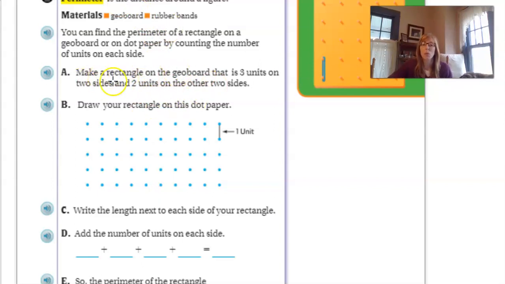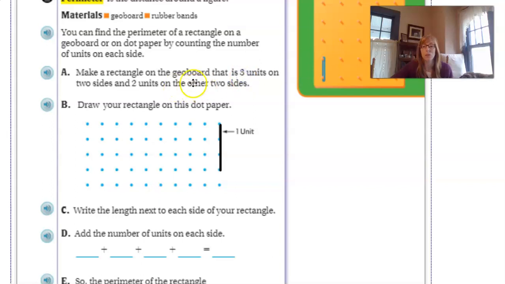So we're going to make a rectangle. So we know rectangles have 2 sides that are the same and then 2 other sides that are the same. The parallel sides are the same. So we're going to go across 3 units. Now you can see right here that from one dot to the other dot, that's 1 unit. So we'll go 1 unit, 2 units, 3 units. There's our 3 units.